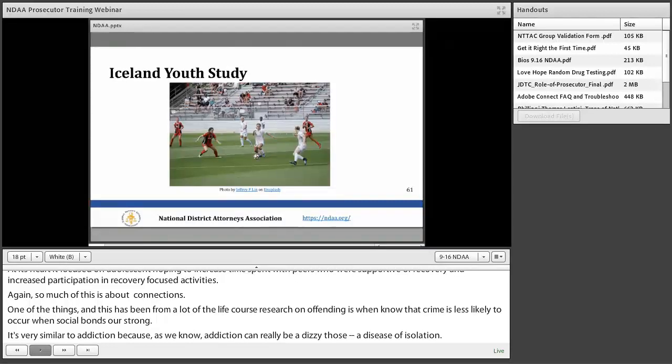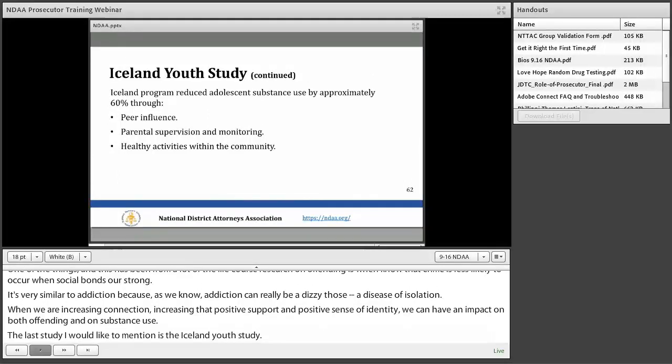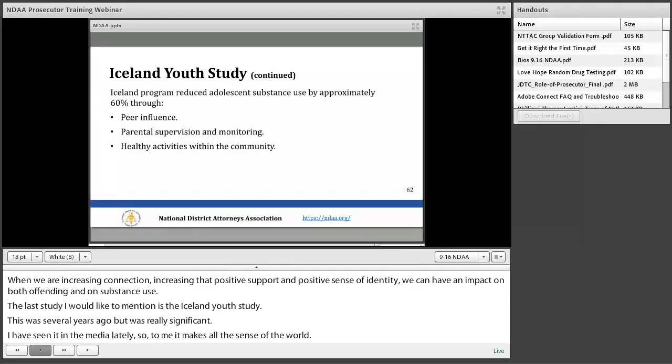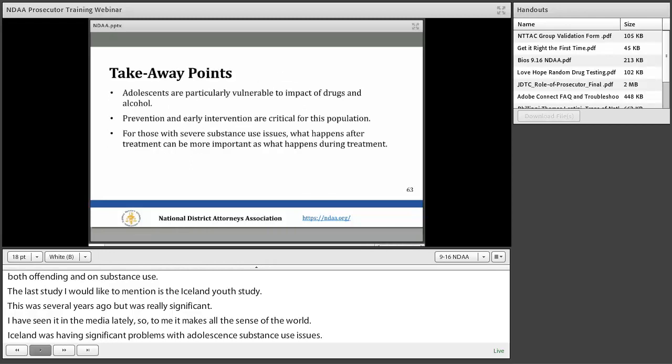The last study that I'd like to mention is the Iceland Youth Study, and this was several years ago, but it was really significant, and I've seen it in the media lately. To me, it makes all the sense in the world. Iceland was having significant problems with adolescent substance use issues. So they developed a program that targeted peer influence, parental supervision and monitoring, and promoting healthy activities within the community, including sports, arts, nature, things like that. They reduced adolescent substance use by approximately 60%.